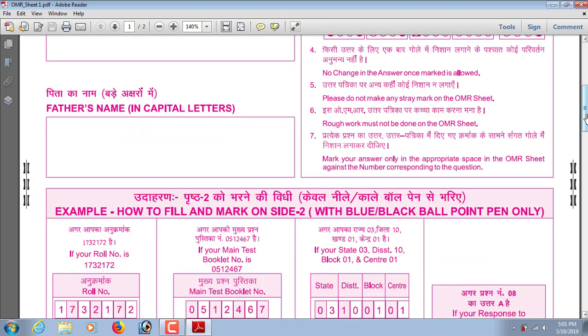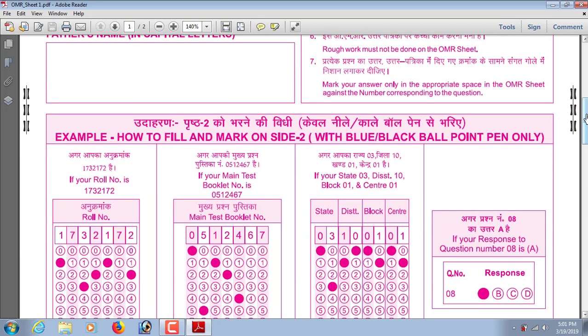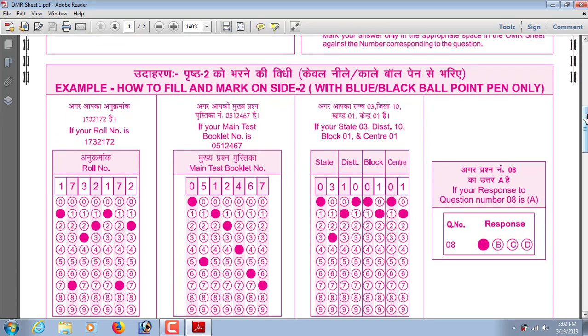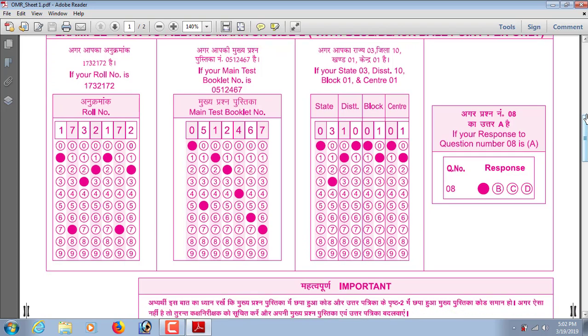Okay, and here we go to the next. Before going to the next page, this is a model of how you have to darken the circle. If your roll number is like 173 2172, how do you darken it here? Out of 0 to 9, you have to darken only 1 in each column. If your number is 7, you write the 7 in the space provided, and you darken the 7 here. Similarly 3, 2, 1, 7, 2, and so on.